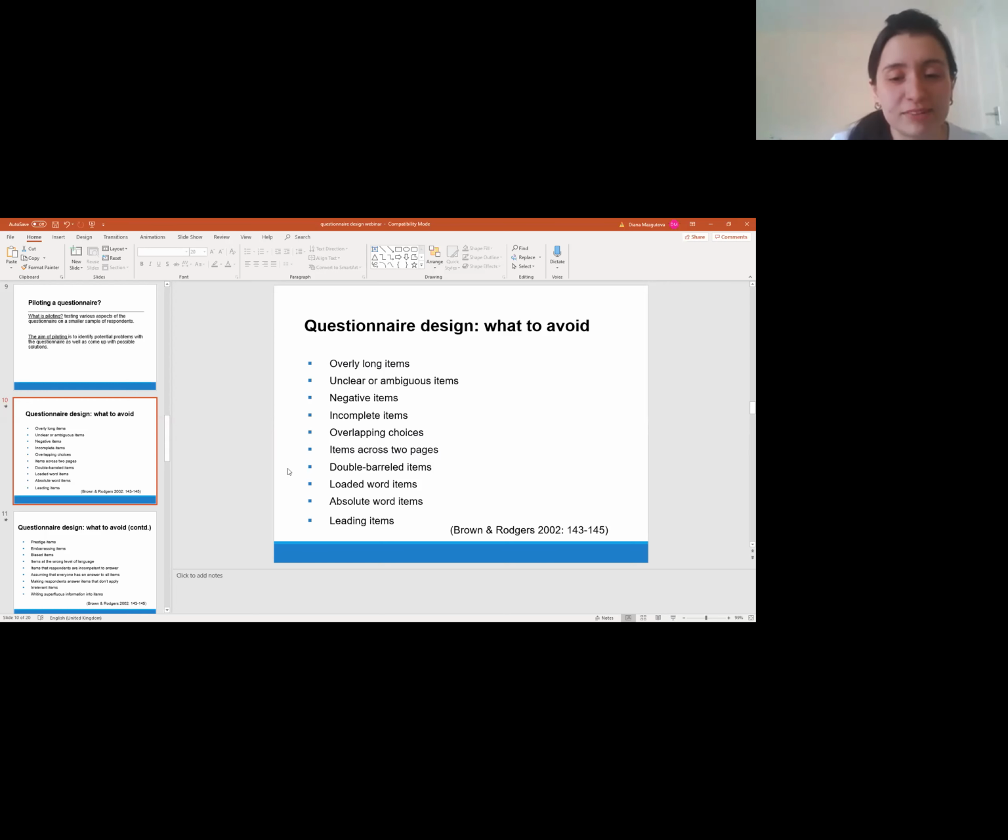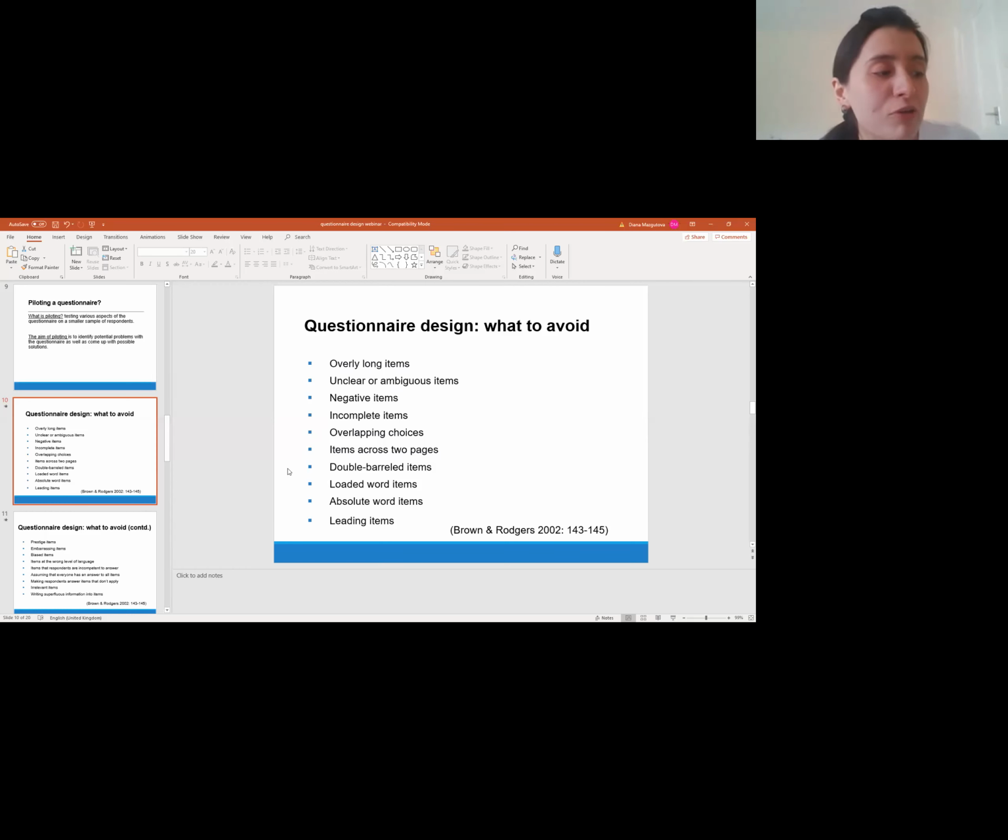Double-barreled items. This is a common mistake which people make, when we are adding more than 1 element into the question, addressing 2 or more issues. For example, a statement like: the state should spend more money on education, especially bilingual education, and less on prisons. For instance, that was from Brown and Rogers' example from their study.